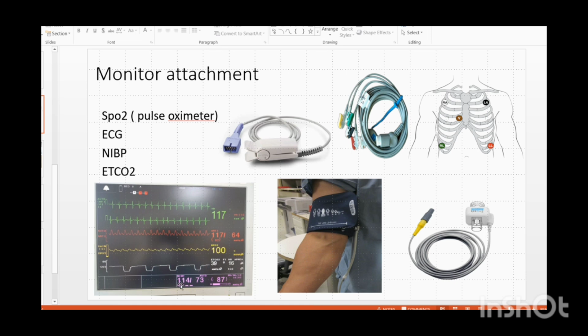And here is NIBP. You can see here 114 by 73, and the MAP, that is mean arterial pressure, is 87. It should be between 60 and 100 mmHg. This is the monitoring. This monitor is very familiar to people who work in the OT, operation theater.